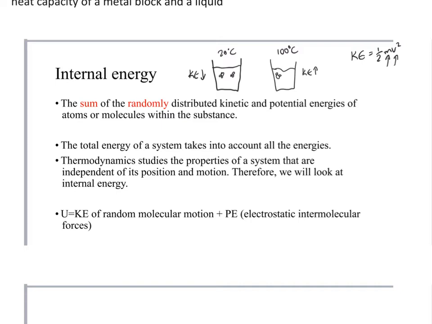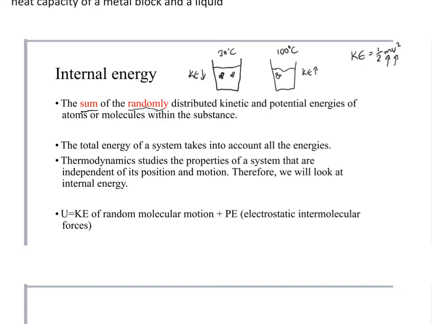So what we are considering is these individual particles' kinetic energies, so hence why we define the internal energy as the sum, so basically the total of the randomly distributed kinetic energies. Randomly means that obviously all particles move at different speeds and they're not all the same. So that's why we have to clearly define that in our definitions when we define internal energy.